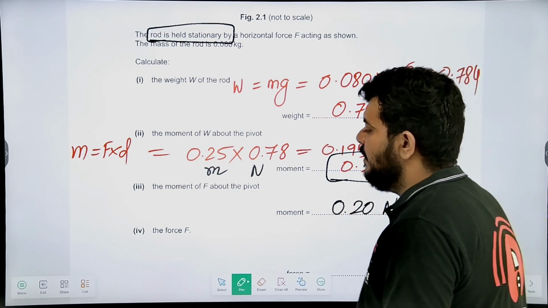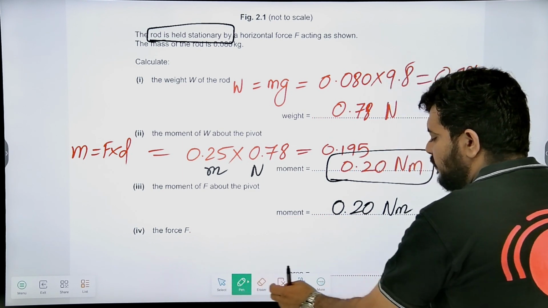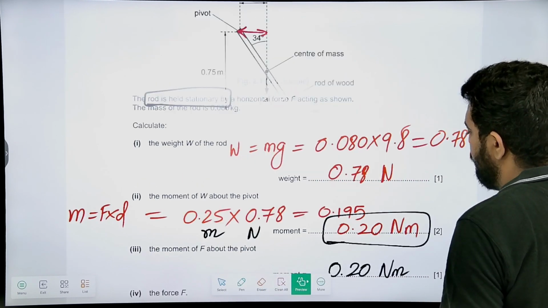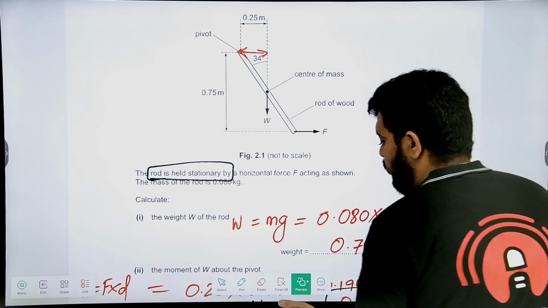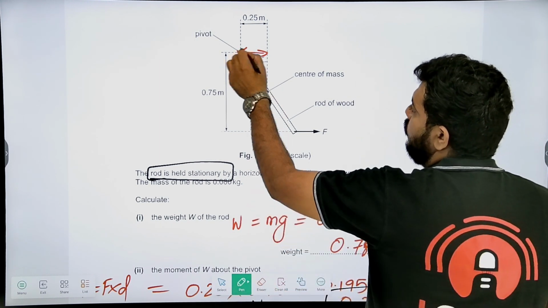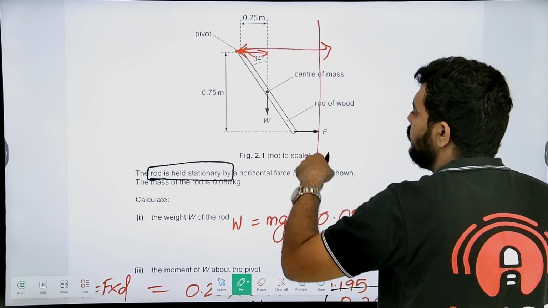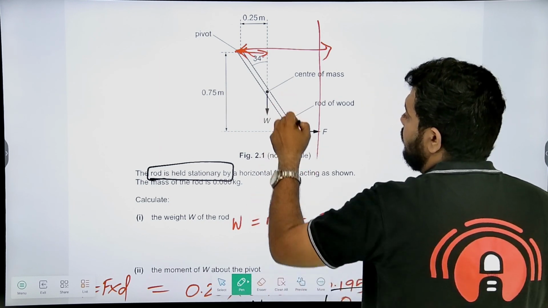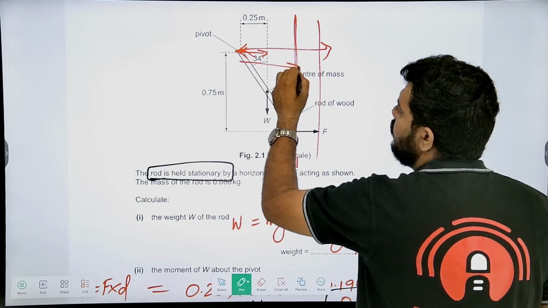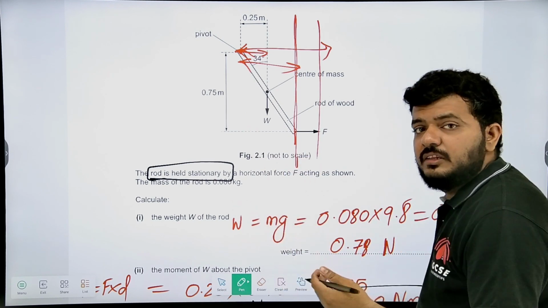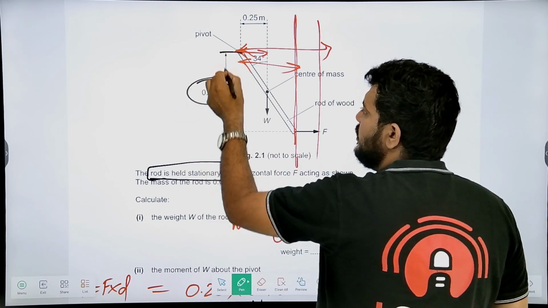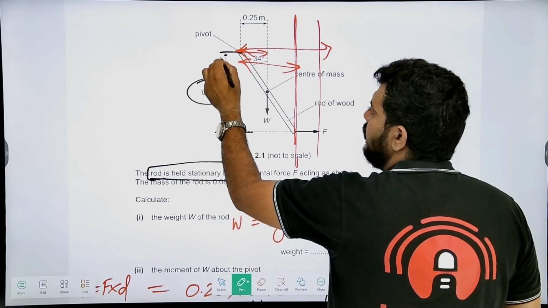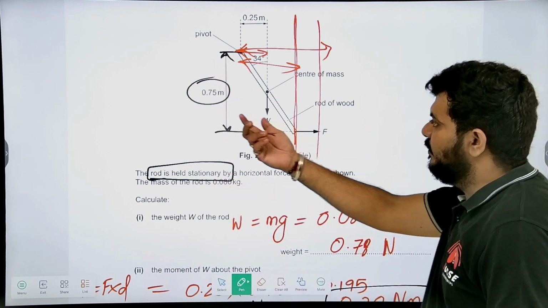Then we have: find the force F. To find the force F, we'll have to find out the distance of force F from the pivot P. Do we have this distance? No, we don't. Sorry, this is the distance, correct? We don't have this distance given, but this is also the perpendicular distance from the pivot. We can definitely use this.